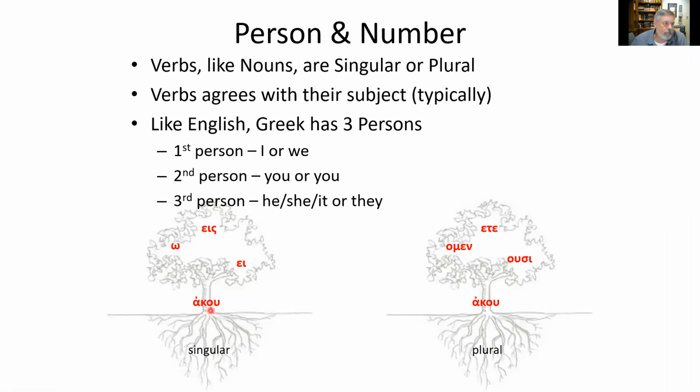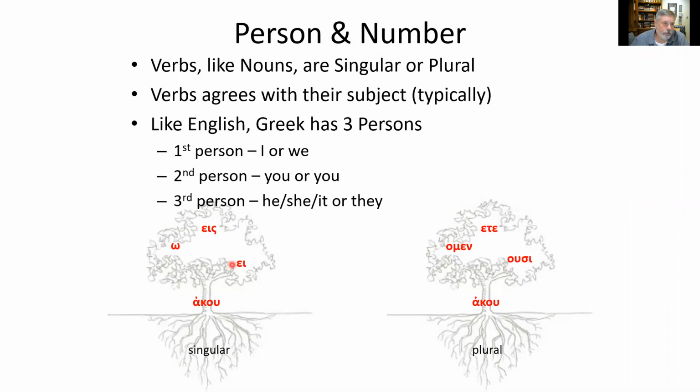So if I want to say I hear, I say akuo. If I want to say you, singular, you, George, hear, akueis. If I want to say he, she, or it hears, it's akuei. So we use these personal endings in that manner for first, second, and third person singular.